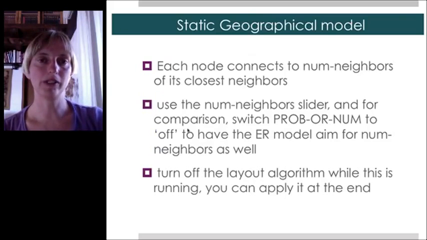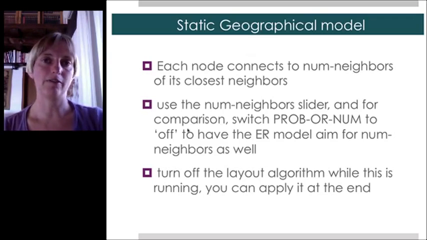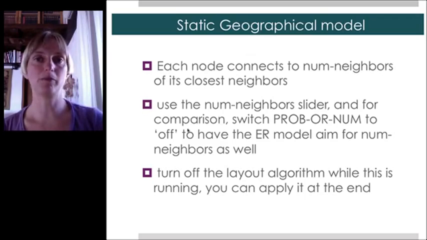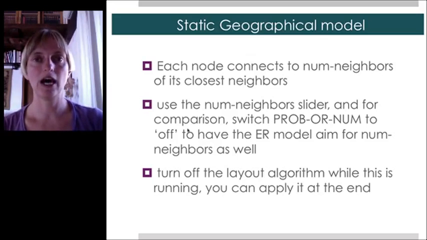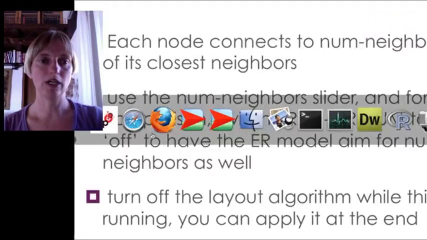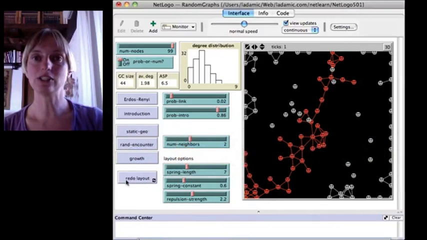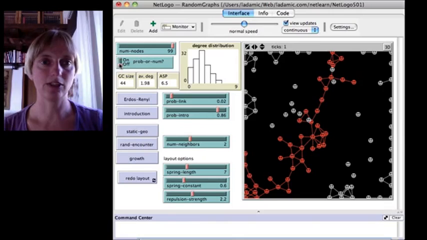The next model we'll consider is a static geographical model. So each node is going to try to connect to some number of its closest neighbors. Some nodes may end up with more neighbors simply because a lot of others were close to it, but it already had its three closest neighbors. And for this one, we'll want to turn off the layout just so we can actually see the geography at work. I'm going to also switch to the num neighbors determining the density of the graph.